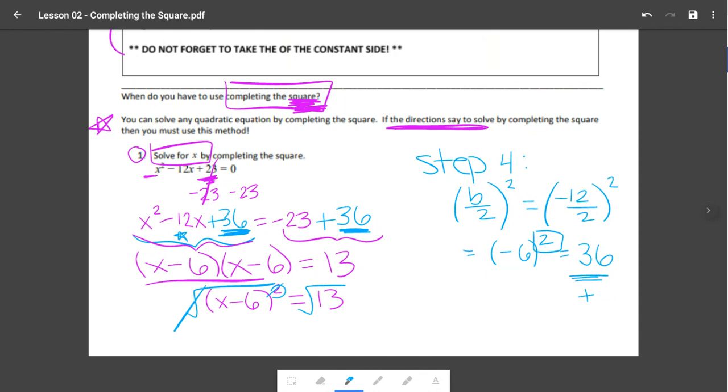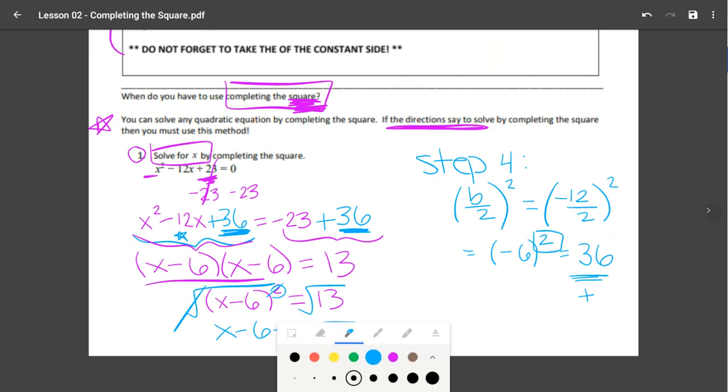The squared and square root on the left will cancel with the x minus 6 popping out. On the right, we have the square root of 13, which unfortunately cannot be simplified, so it is still just the square root of 13. But the big thing that you will have to remember, quadratic formula had it built in already, but for completing the square, you have to do it yourself. We are going to put a plus minus in front of the square root.